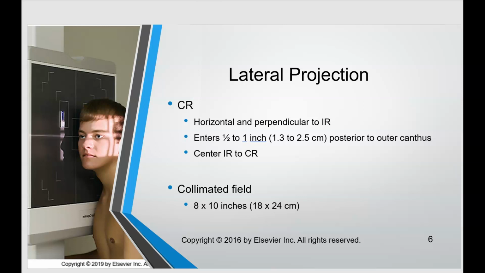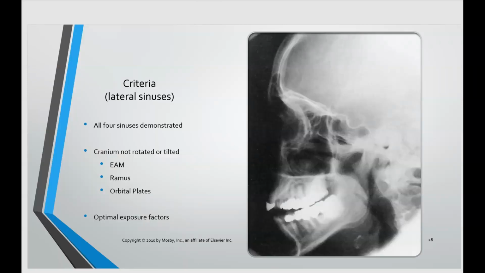This is what this should look like. This is a lateral sinus view. All 4 of your sinuses are going to be demonstrated. You've got your frontal, here is your sphenoid, your maxillas, and your ethmoids. The cranium should not be rotated or tilted. You should be able to see your EAMs superimposed. Your mandibular rami should be superimposed as well, and your orbital plates should be superimposed. And you have good exposure factors so that you can differentiate between air and fluid levels.